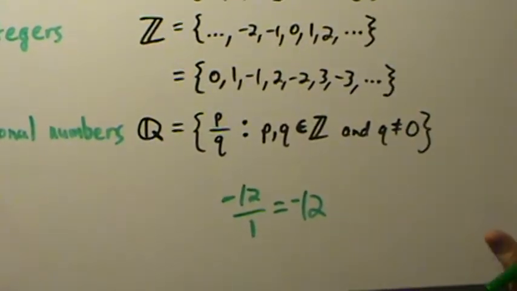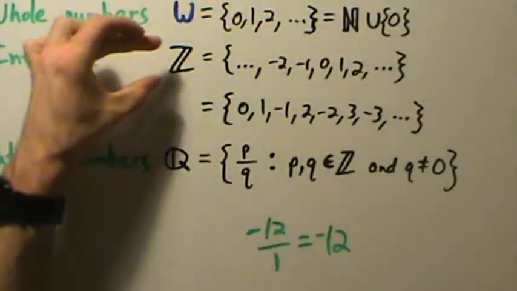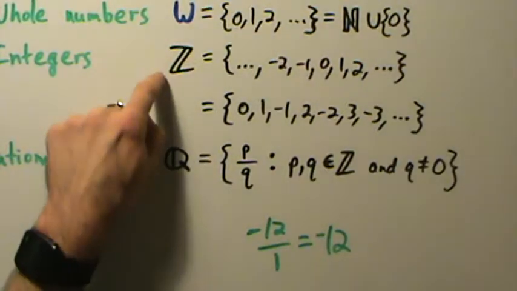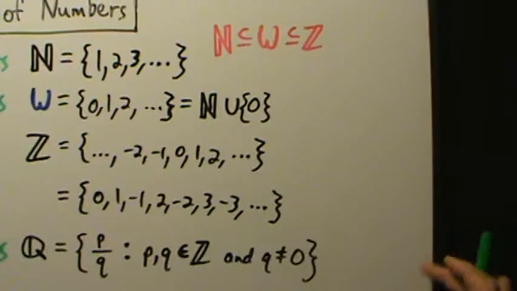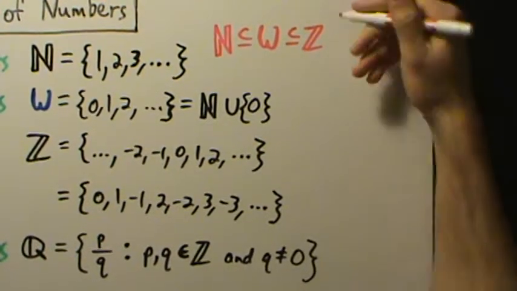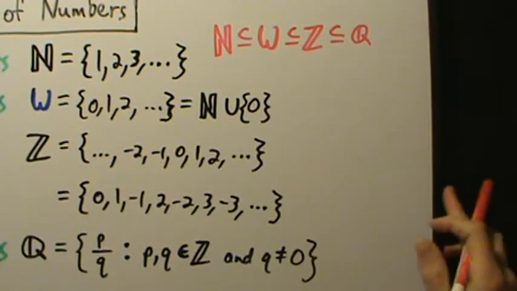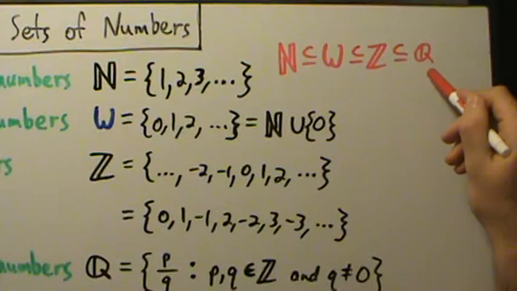So every integer really is a rational number, or in other words, everything in here is also in here. What does that mean? That means Z is a subset of Q. So we can come over here and say, Z is a subset of Q. So: natural numbers, whole numbers, integers, rational numbers.